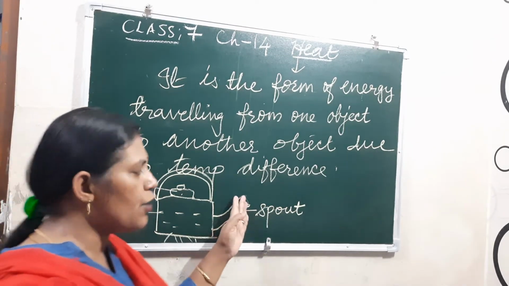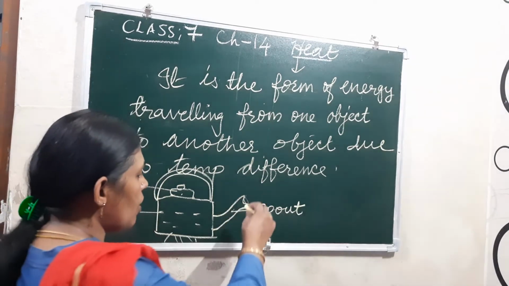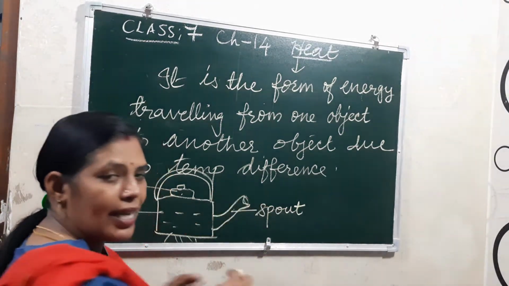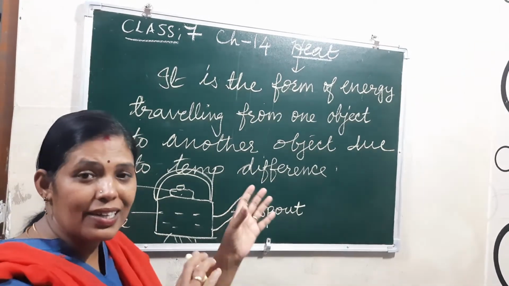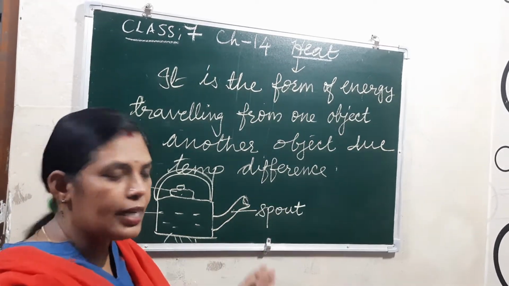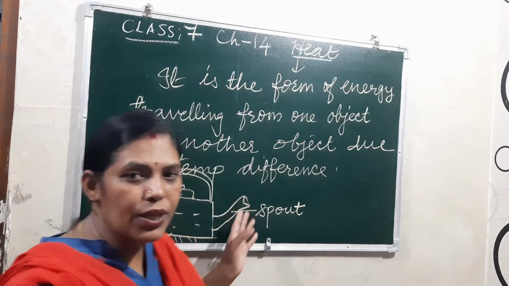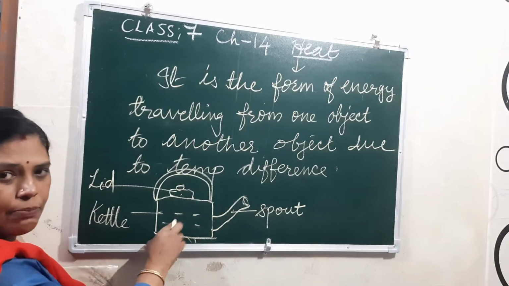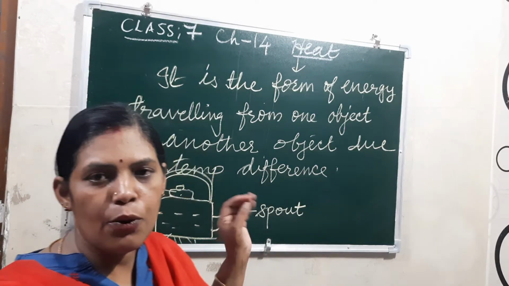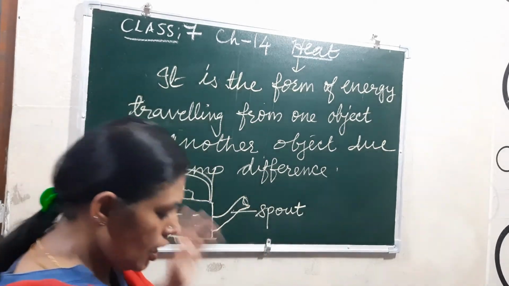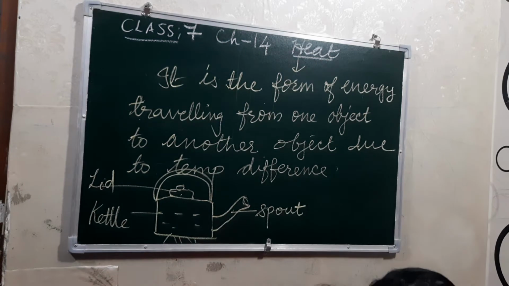And if we try to close this opening with a cork, with force, what happens? The cork tries to propel out, that means it tries to move out with the force of the steam, okay? That is because of the heat, heat produced by the steam. Understood?